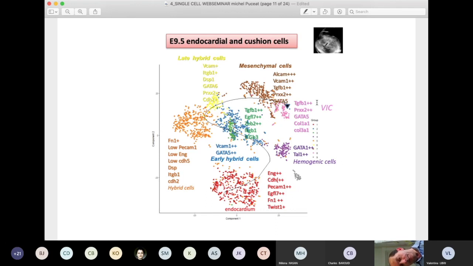And then step by step, you will see in green and blue the early hybrid cells that are marked by VCAM, what people again found in oncology. So they are highly VCAM positive. Then you will see the orange cells, which are low PECAM, low endoglin, low CDH5. So meaning that they almost lost all the epithelial or endocardial genes, but they are now positive for fibronectin and integrin beta 1.